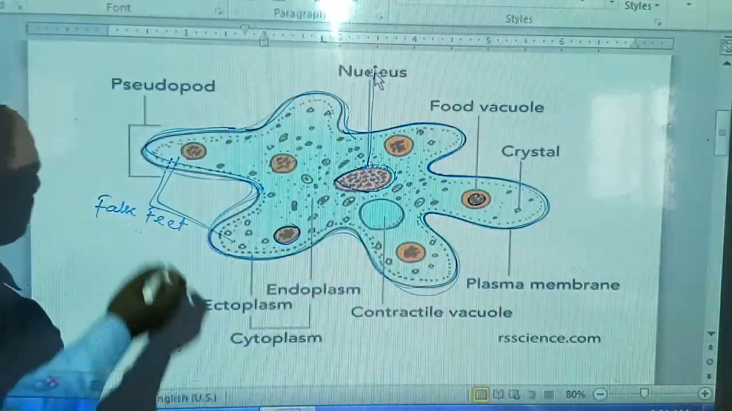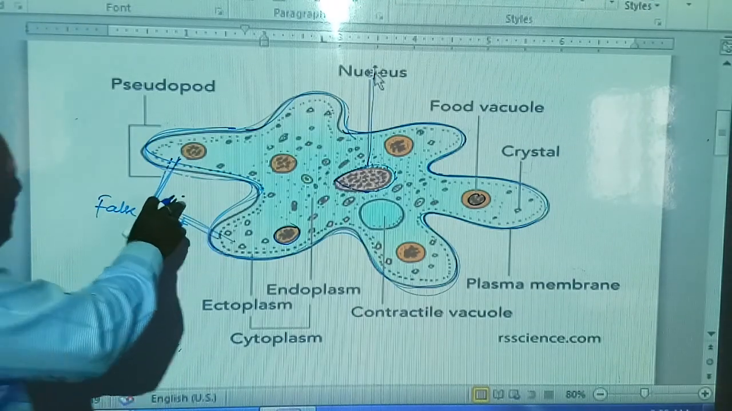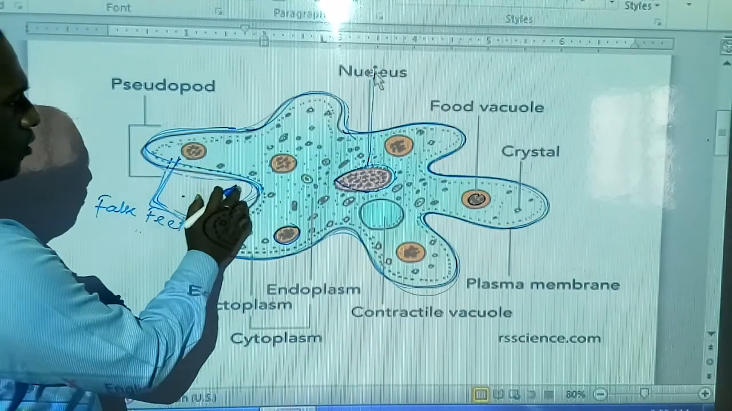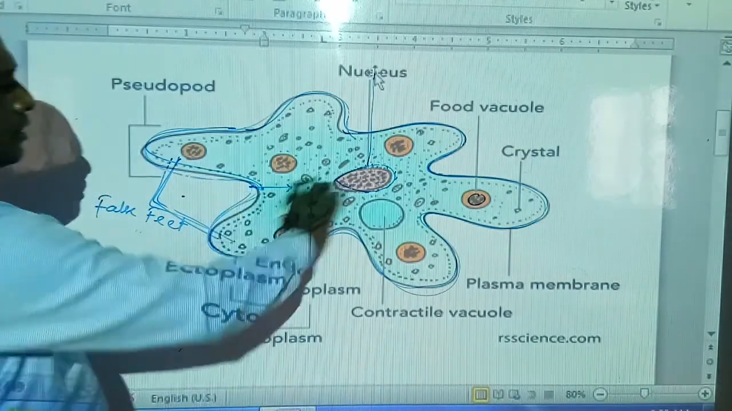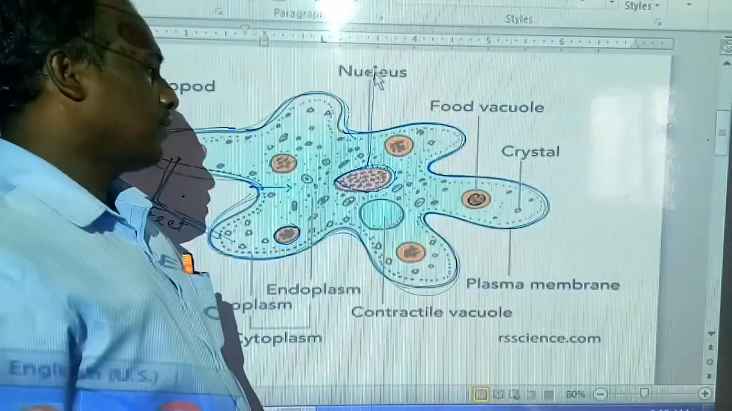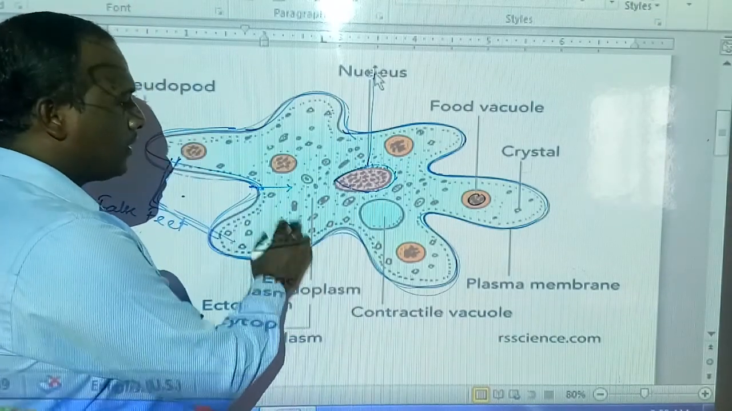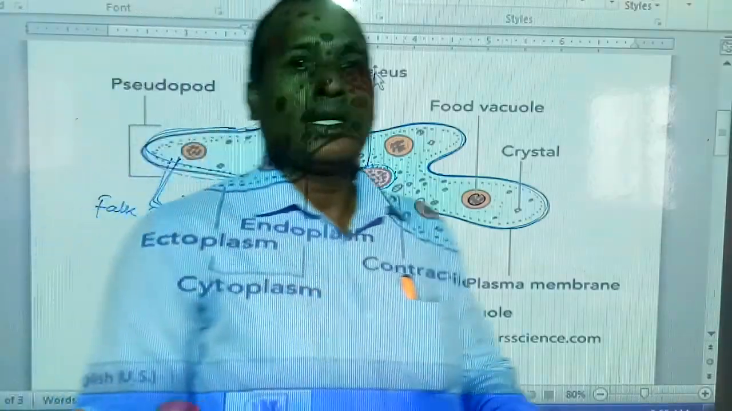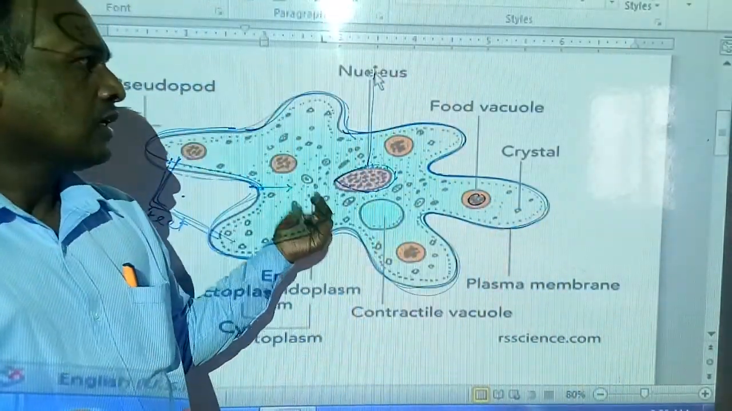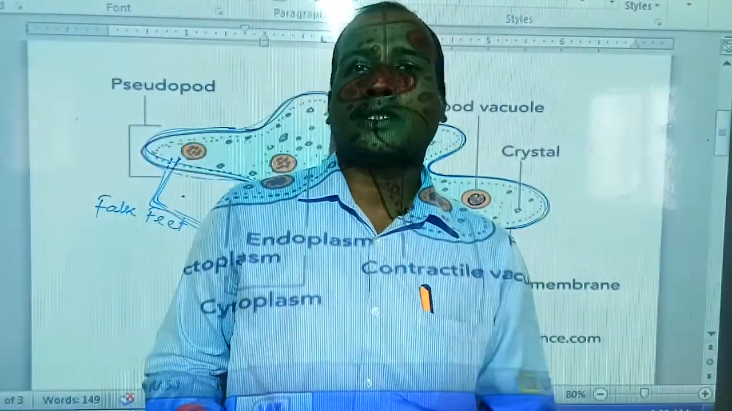Whenever food particles come near the false foot, slowly it touches them and they enter the body of the amoeba. Then food vacuoles form, and it slowly secretes some enzymes, and the food is digested in the body. Then the waste comes out through the contractile vacuole.